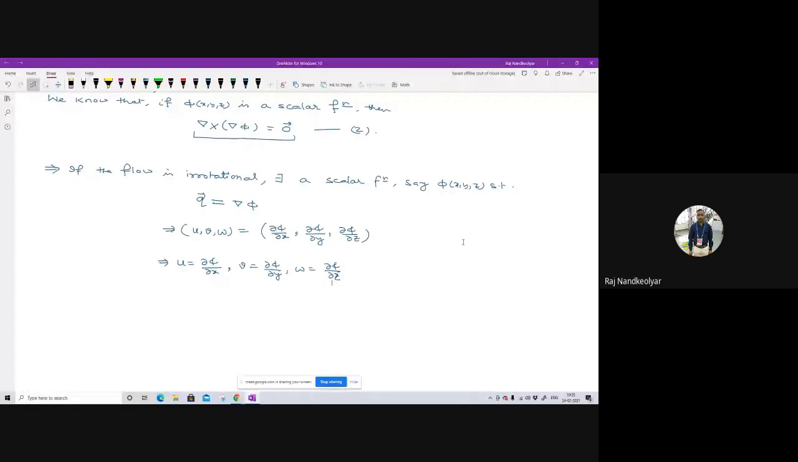This phi is actually known as velocity potential. The function phi is called velocity potential.